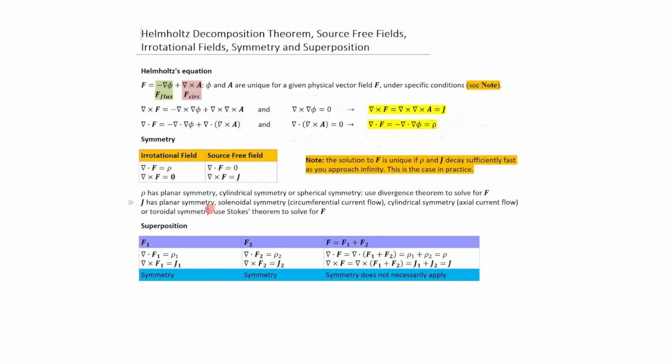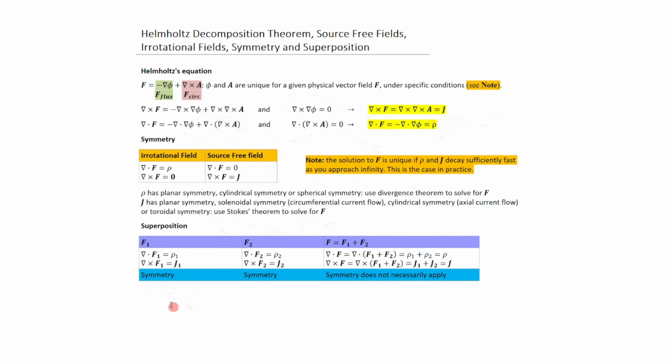And the types of symmetries where it was possible to apply the divergence theorem and Stokes' theorem in the respective problems was when we had planar symmetry, cylindrical or spherical symmetry, when we were dealing with any irrotational field. In that case, as I said, you use the divergence theorem to solve for F. In the other case, which is a source-free problem, if J has planar symmetry, solenoidal symmetry, which is basically a circumferential current flow, cylindrical symmetry, which means an axial current flow, or toroidal symmetry, then we can use Stokes' theorem to solve for F. And the principle of superposition in a nutshell is shown below.